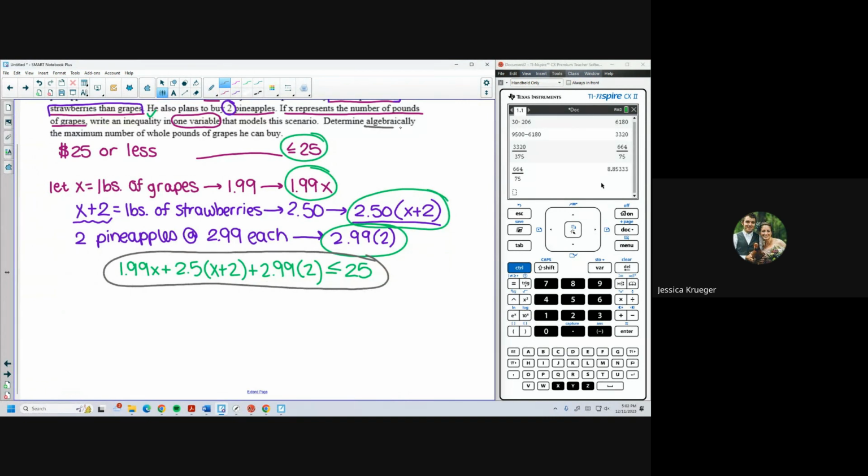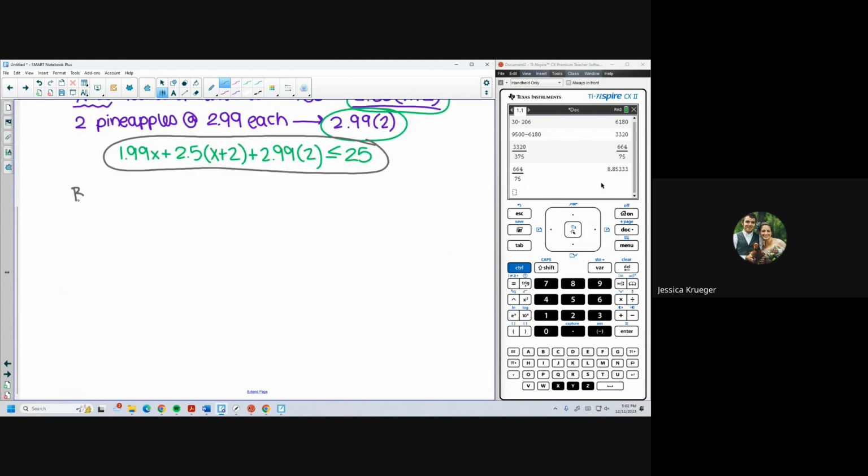Then it says determine algebraically the maximum number of whole pounds of grapes he can buy. So now I'm going to try to find my boundary point. So 1.99x plus 2.5 times x plus 2 plus, I'm going to go ahead and do 2.99 times 2, 5.98. And I'm going to see how many pounds I can buy to get exactly $25.